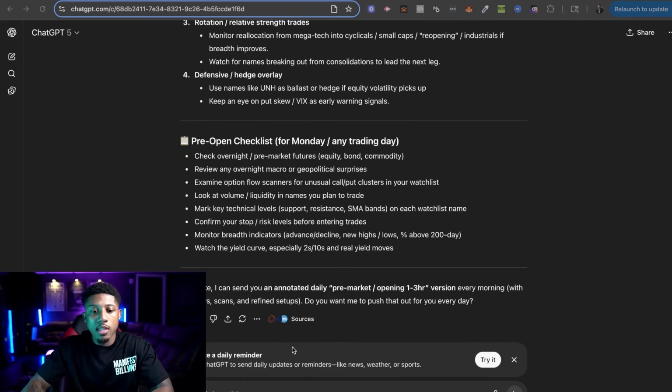And if you want it, you can tell it to give you a summary of everything above, so that way you can read it even quicker if that's something that you want. But this is the very first prompt that I absolutely love, and I think that's going to help a ton of you guys who are trading right now.